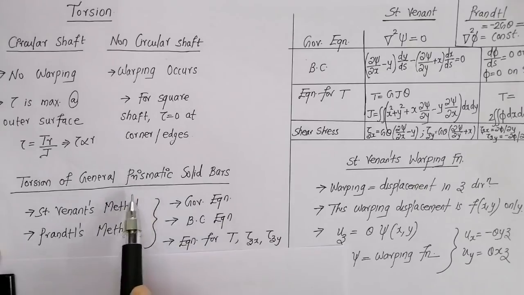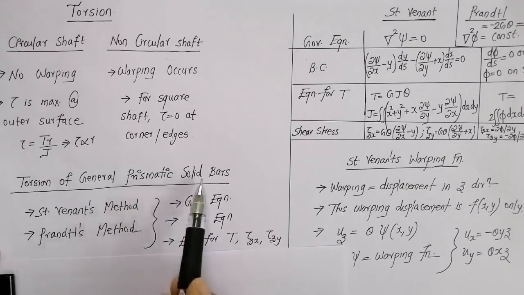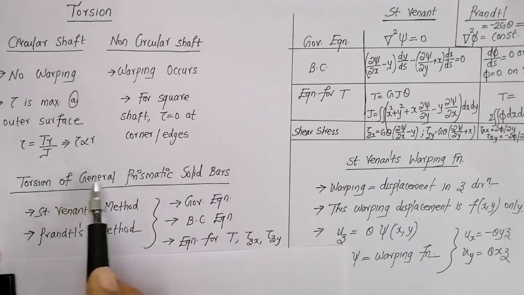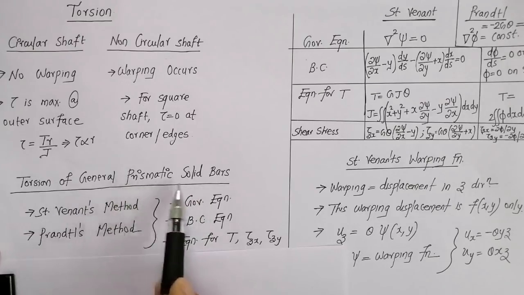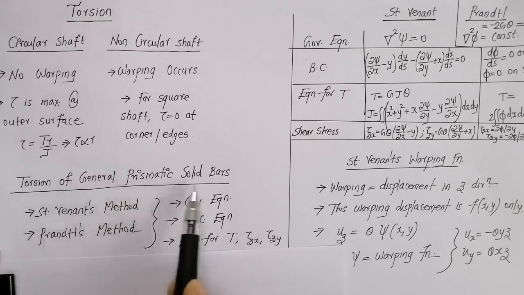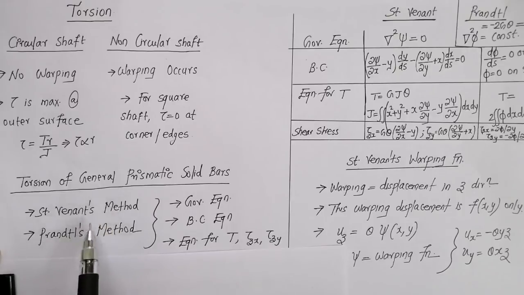Now let us come to the torsion of general prismatic solid bars. Here we have to solve the torsion problem of a general prismatic bar. It can be a circular bar, an elliptical bar, a rectangular bar, any random cross section. So we are going to the general derivation of the torsion of prismatic bars. In the syllabus we have to solve for the torsion of circular and elliptical sections using Venant and using Prandtl.